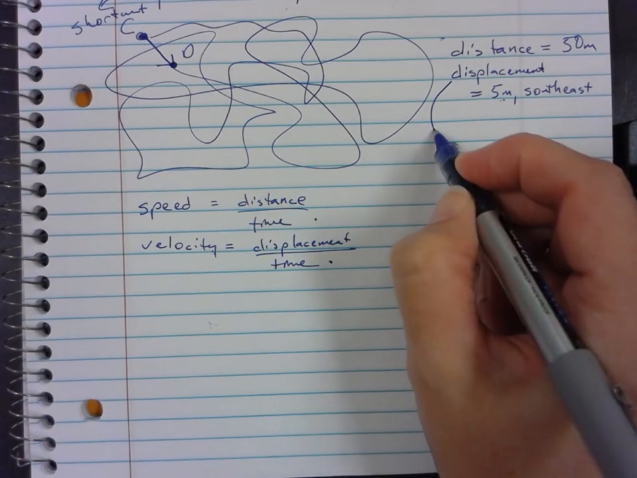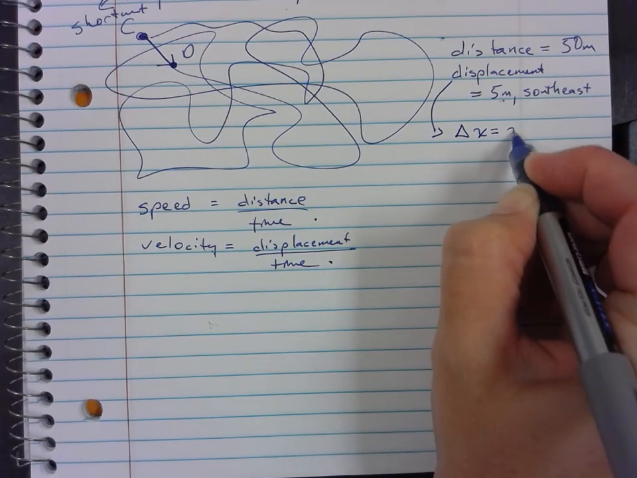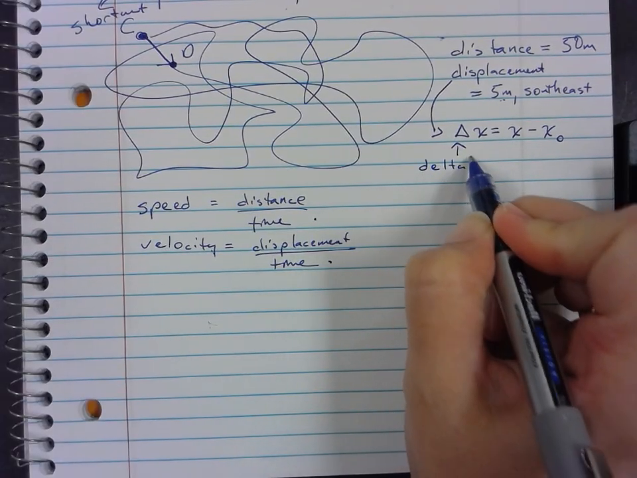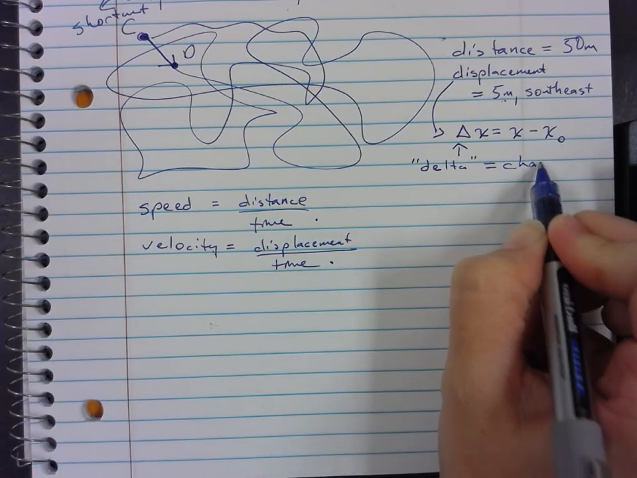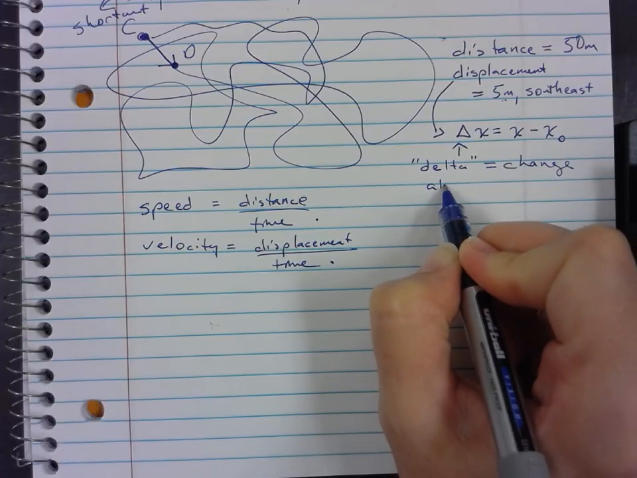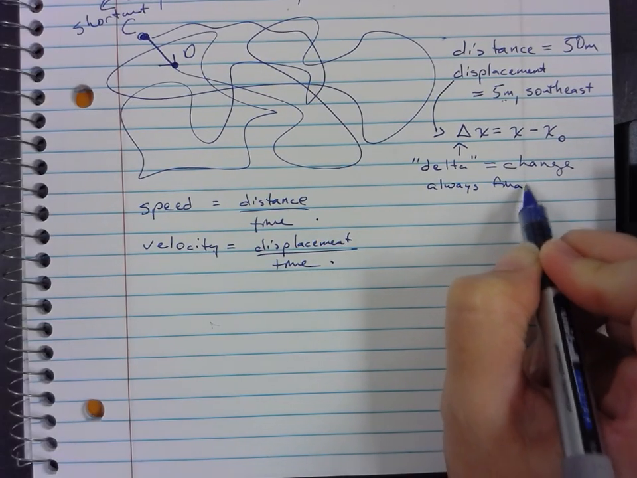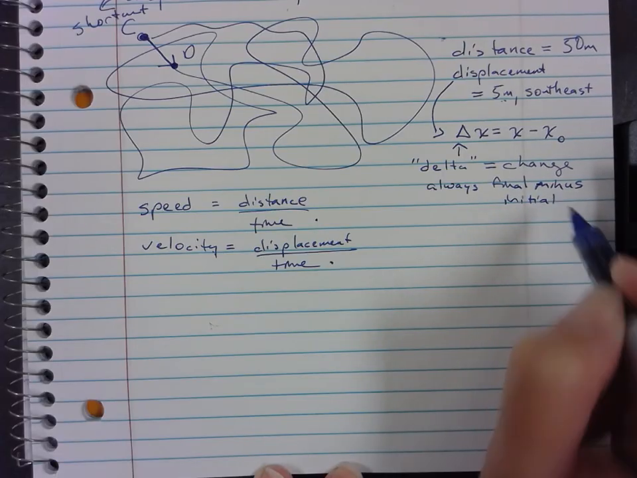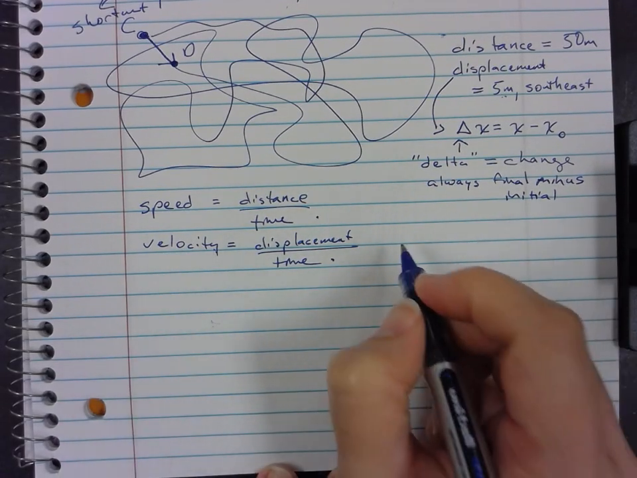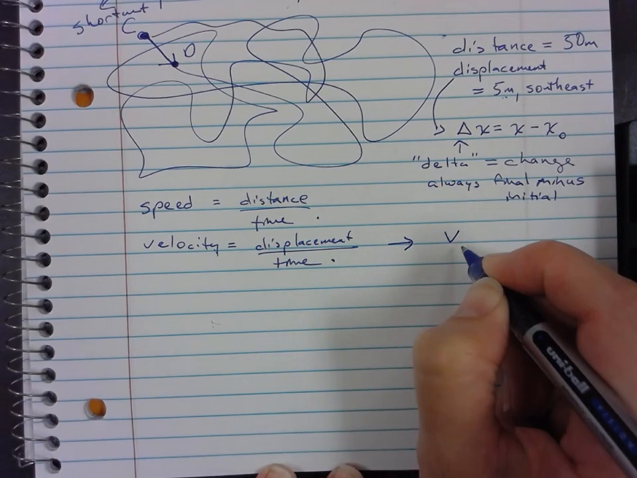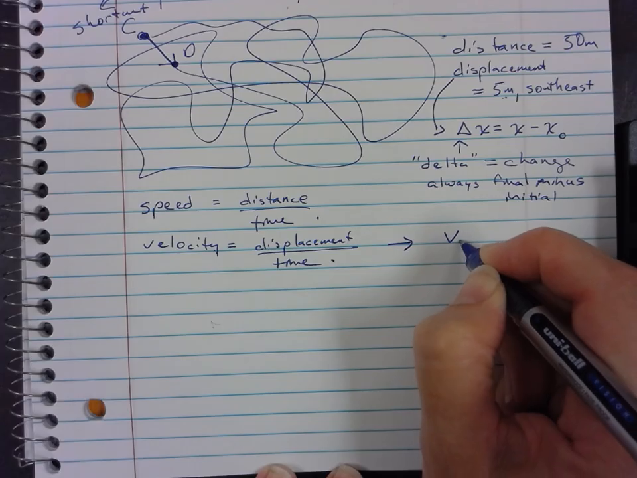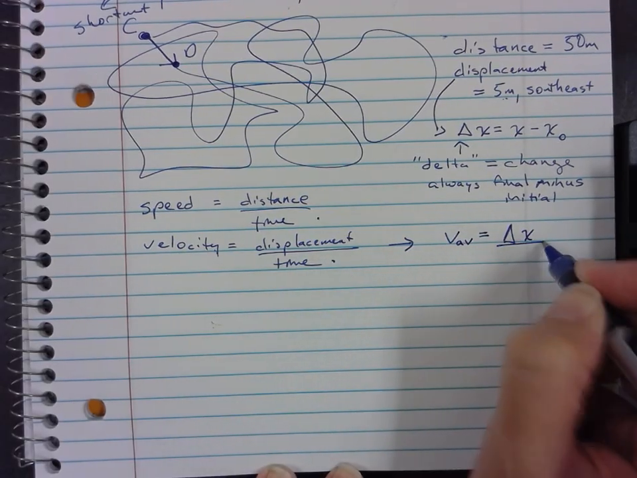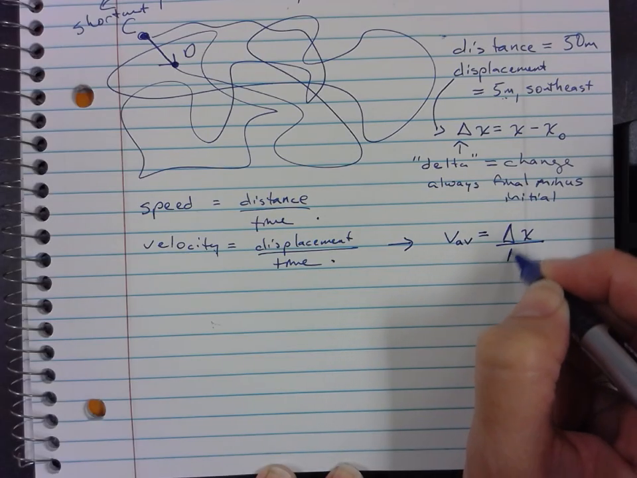So displacement, change in position. So remember, the triangle is the Greek letter delta, and it always means change. And you always do final minus, let's actually write out the word, initial. So velocity turns into v, and I'm going to put a little av here for a reason we'll talk more about later. That's for average, is displacement, or change in position, over the time interval.